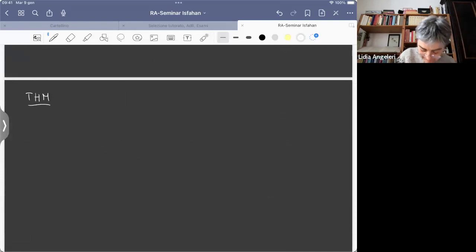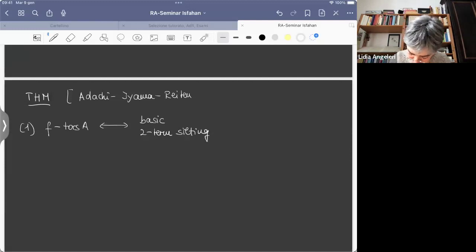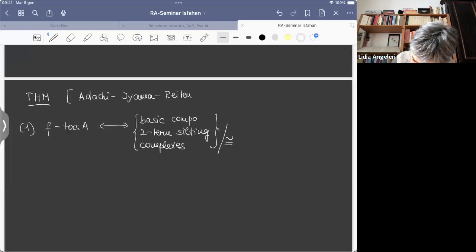important bijections. The first one is in work of Adachi, Iyama, and Reiten. And it is a bijection between the poset formed by the functorially finite torsion pairs and the poset formed by the basic two-term silting complexes in the derived category. And again, here I'm taking isoclasses. And let me stress that these are compact objects by definition.